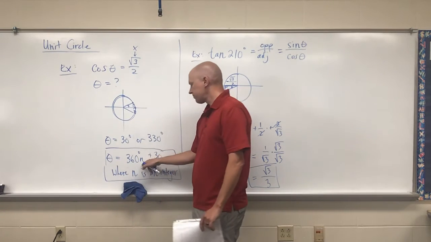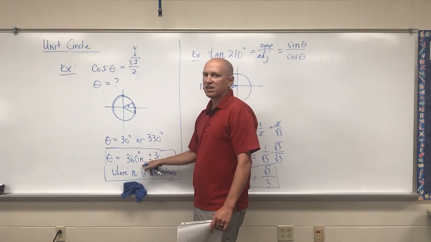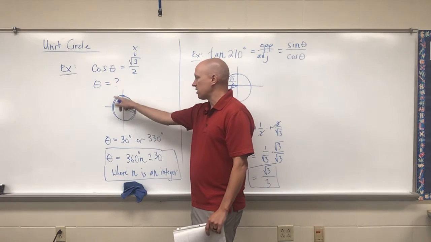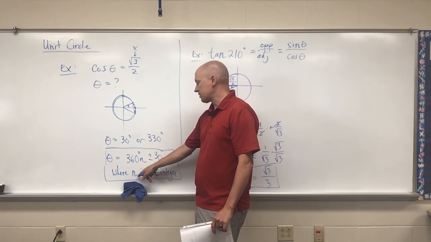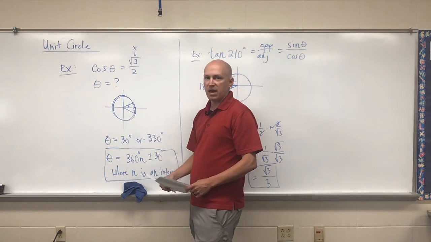Because if n wasn't an integer, let's say n was like 0.5, that's not going to work. Because 0.5 times this is 180, boom, I can't do it. I'm defining it as an integer. This equation is going to give me the value of cosine.